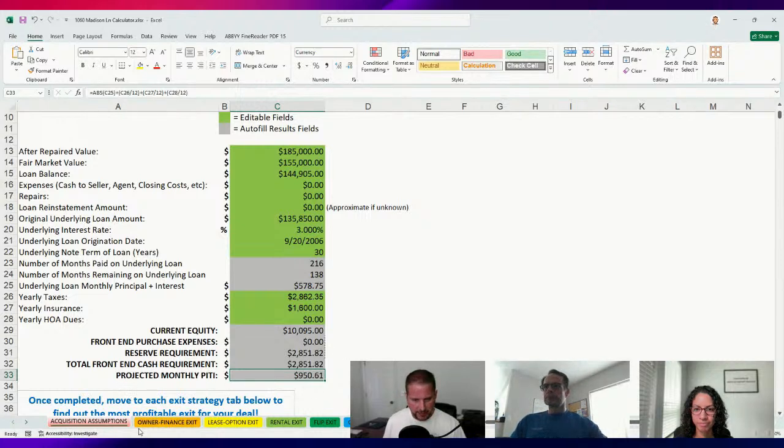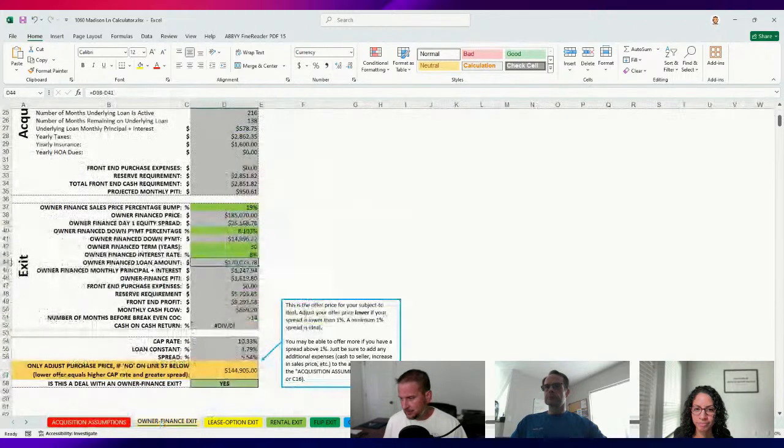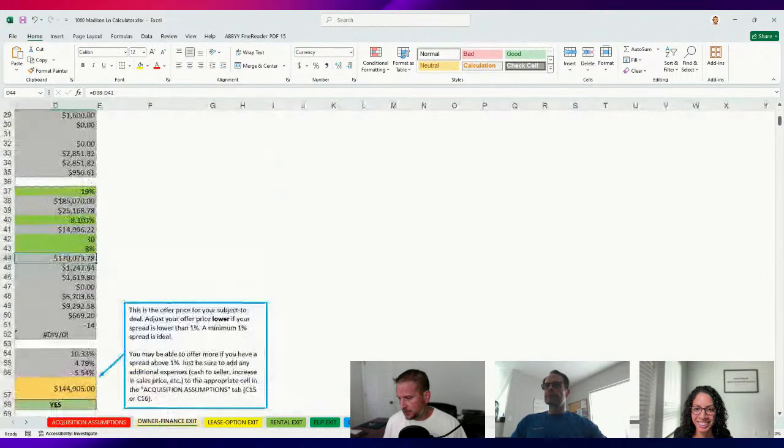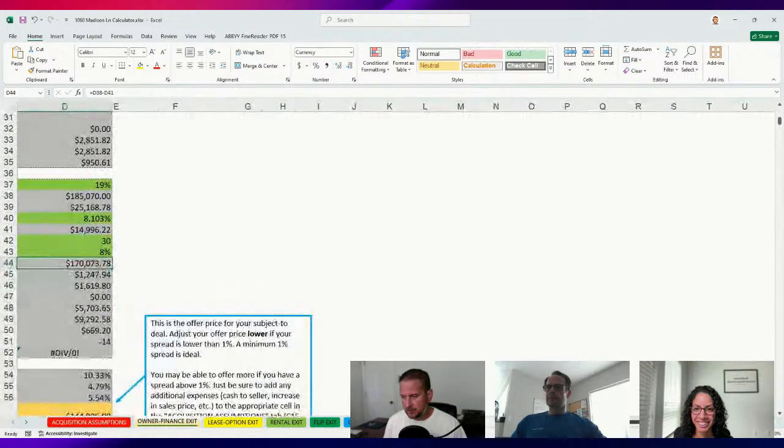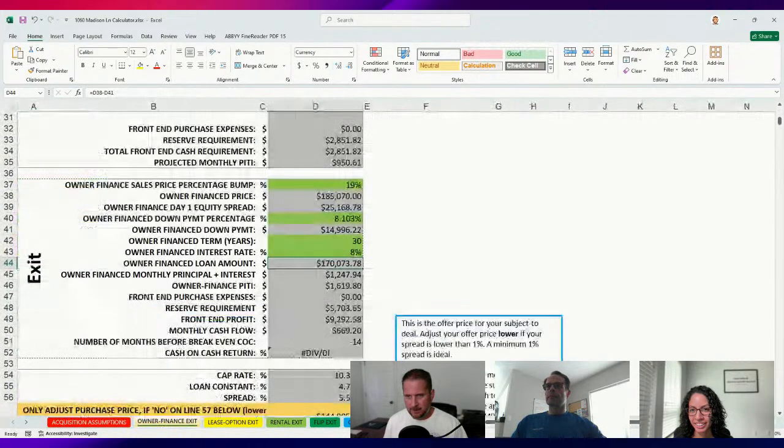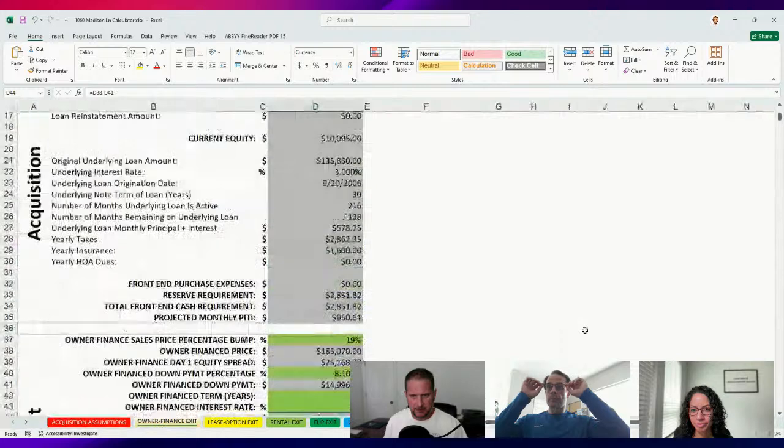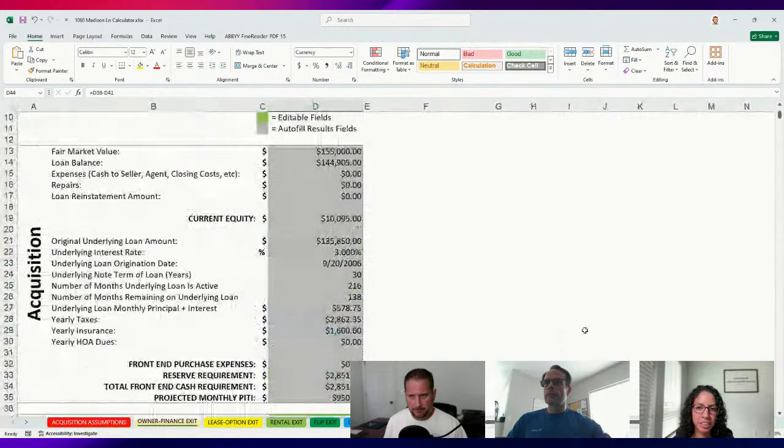So I'm going to jump over now to the owner finance tab because again, I'm an owner finance guy. This is what I prefer. And let me know, is this okay, guys? Can everyone see this? Yeah, this looks perfect. And actually, one quick question before we dive into this tab.